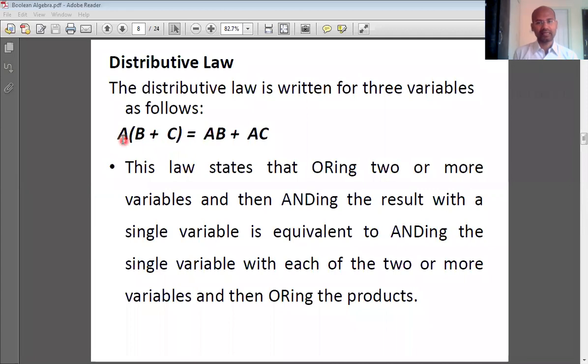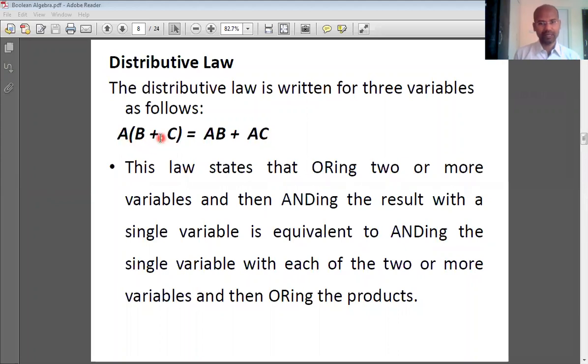And in the right hand side, AB: multiply A with B, multiply means AND, multiply A with C, take these two results, OR them. Now if you want to construct the equivalent digital circuit for the left hand side, how do you construct it, or what gates you need and how are they to be connected? Can you think of it?